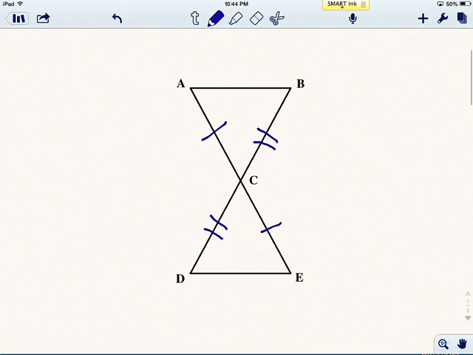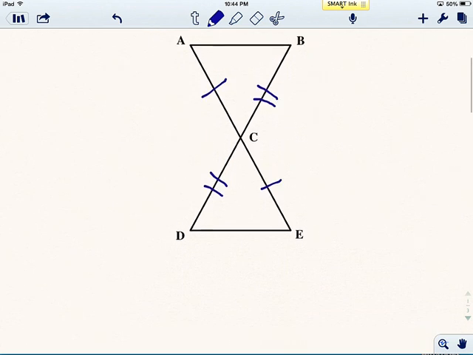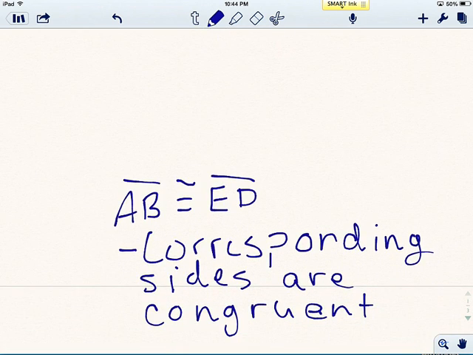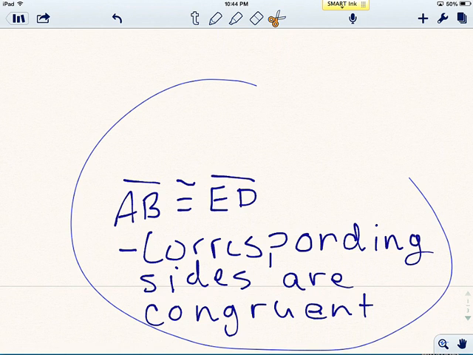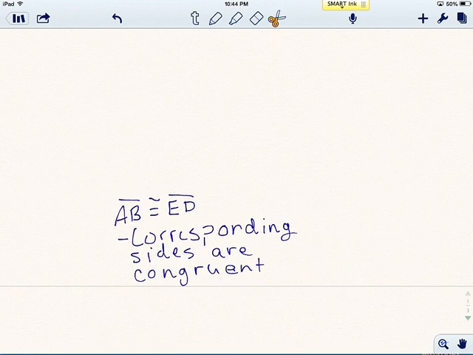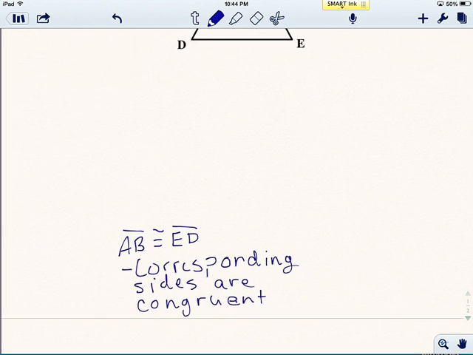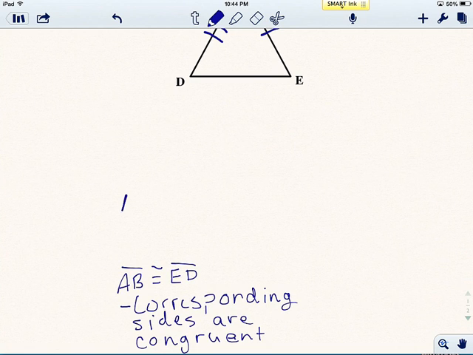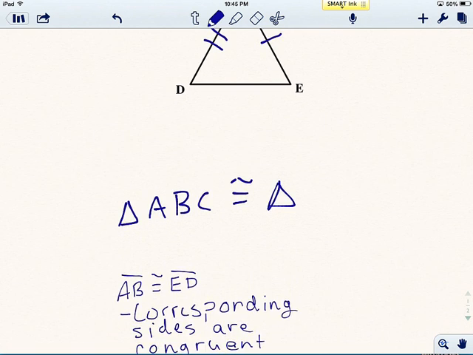We need to prove that corresponding triangles are congruent. So I'm going to go ahead and right above this. In order to prove, let's shrink this thing down a little bit. In order to prove this last step, we need to prove that triangles are congruent. So let's say we need to prove that triangle ABC is congruent to triangle DEC. Okay, now I need a piece of evidence for that too.